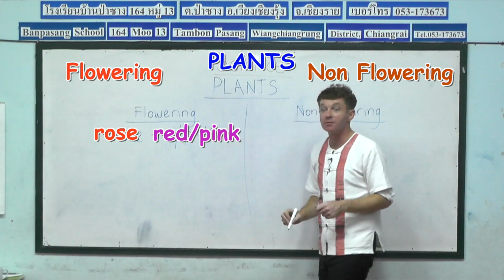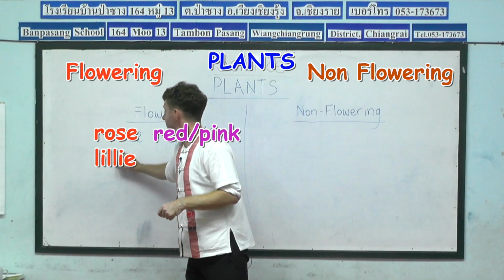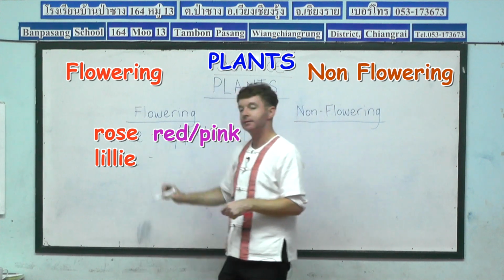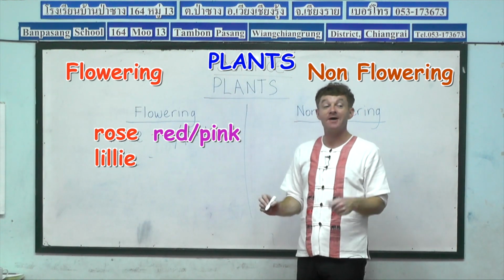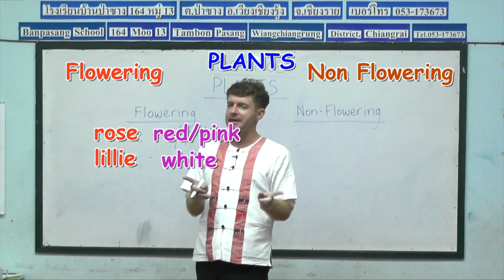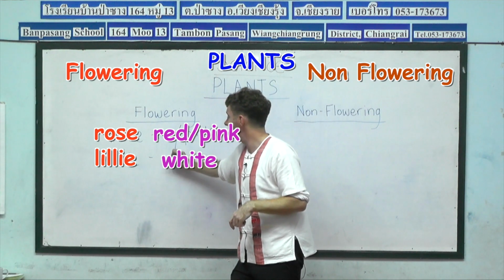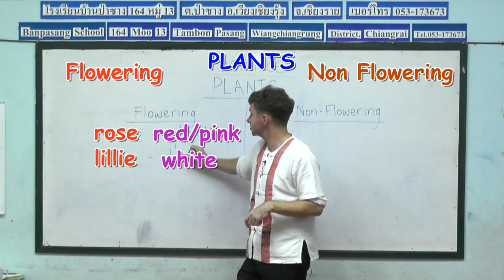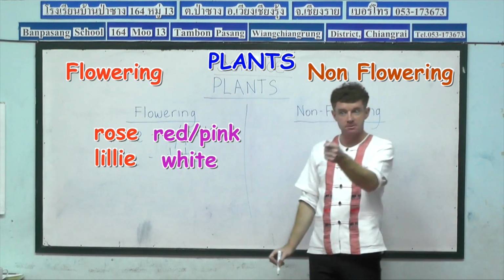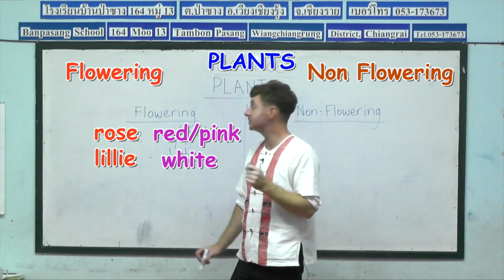And then another type of flowering plant, lily. L-I-L-L-I-E. Now, who can remember what colours the lilies are? Yes, lilies are mainly white. I think you can get yellow ones too, but mainly lilies will be white. W-H-I-T-E. And sunflowers, yes. Now the clue is in the name, sunflower.